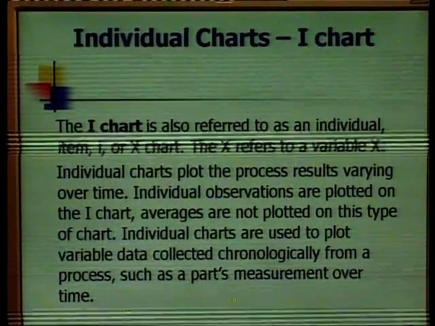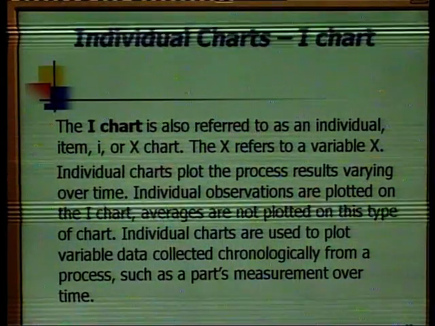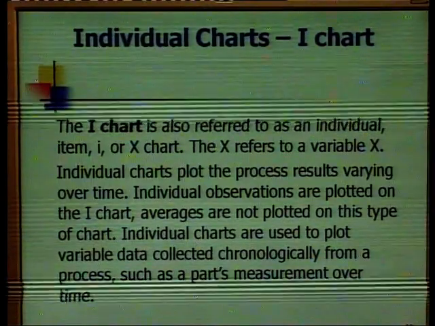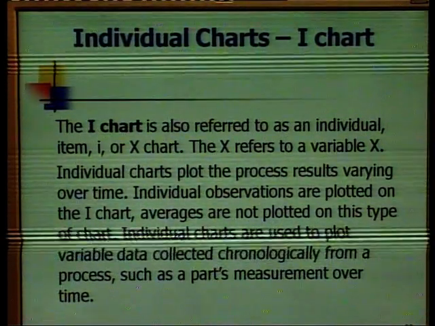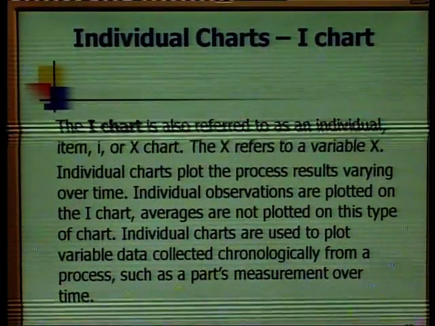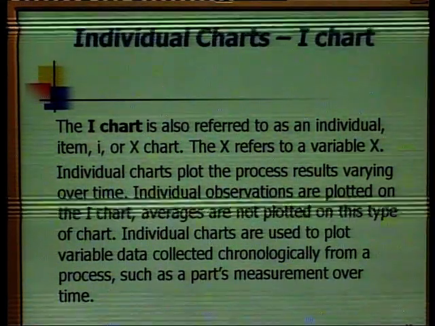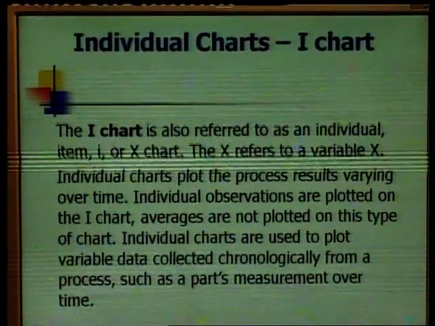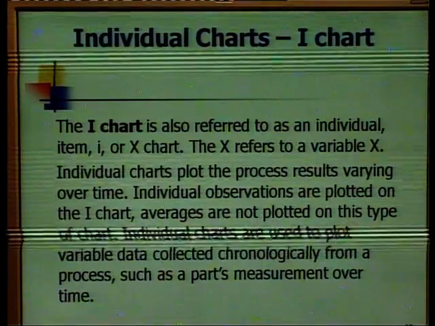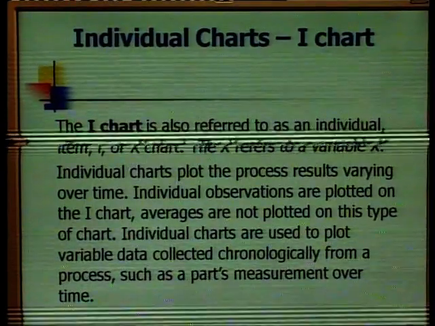Individual charts plot the process results varying over time, which means individual observations are plotted on the I chart. We never plot averages in this chart, only individual observations with time are plotted. We do not plot averages in the case of the I chart. These individual charts are used to plot variable data collected chronologically from a process, such as the measurement of a part or any machine part over time.